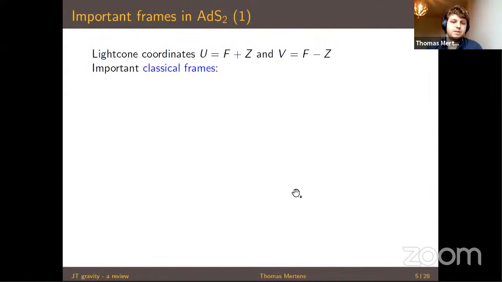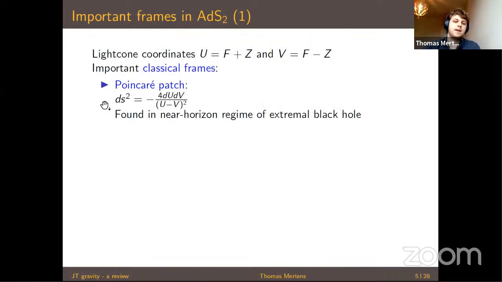Now, there are several known frames on the AdS2 manifold that are important and that I will need. Let me briefly mention these. It's convenient at this point to transfer to light cone coordinates. Big U and big V are the two light cone coordinates of the Poincaré coordinates. Big U is time plus radial coordinate and big V is time minus radial coordinate. And then you can write the Poincaré patch in these light cone coordinates in this way. You find this metric, or this patch of the AdS2 manifold, directly in the near horizon regime of higher dimensional extremal black holes, as is well known.